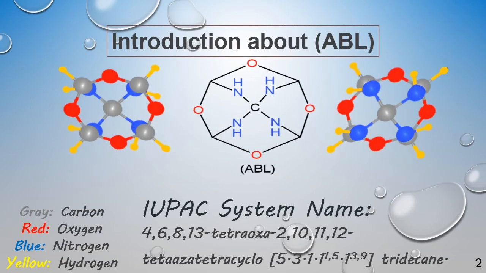First, ABL is an organic compound. Its formula is C5H8N4O4, and its name within the IUPAC system is displayed on the screen. Second, we can see the stereostructure in the figures on the screen, and as we see, it's like a half-hollow sphere.